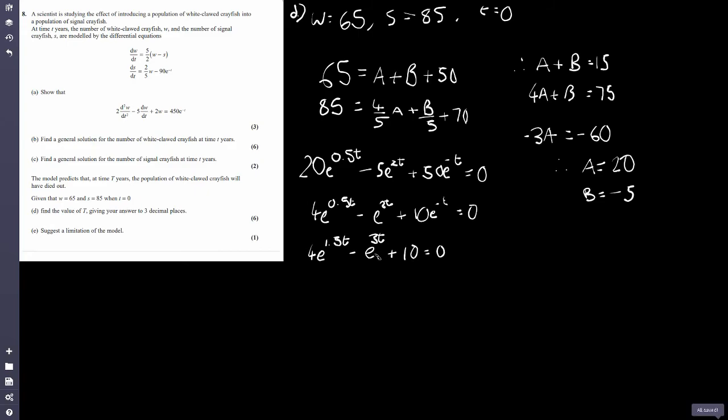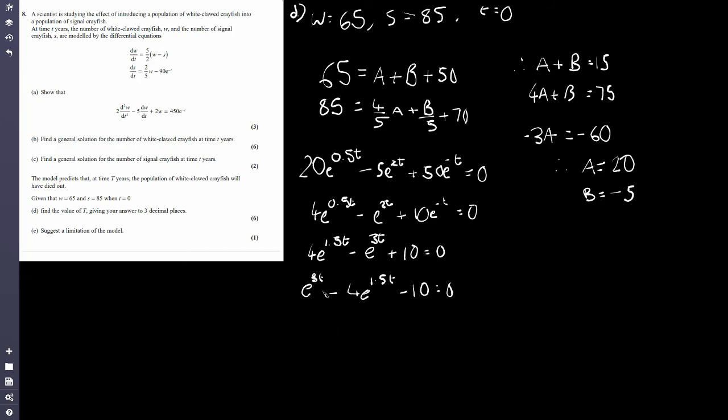But I don't quite want it in this form. This isn't as easy to work with because the power that's going to be at the front, my e to the 3t, we want this positive, right? We don't want this negative. So if I rewrite this, this will be e to the 3t minus 4e to the 1.5t minus 10, this will be equal to 0. Okay. So now we've got to solve this.